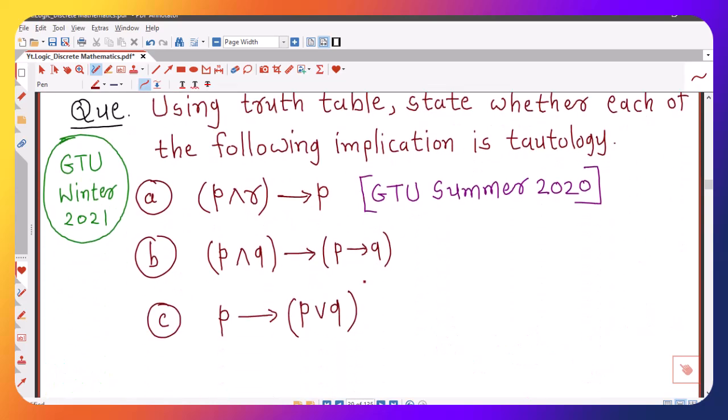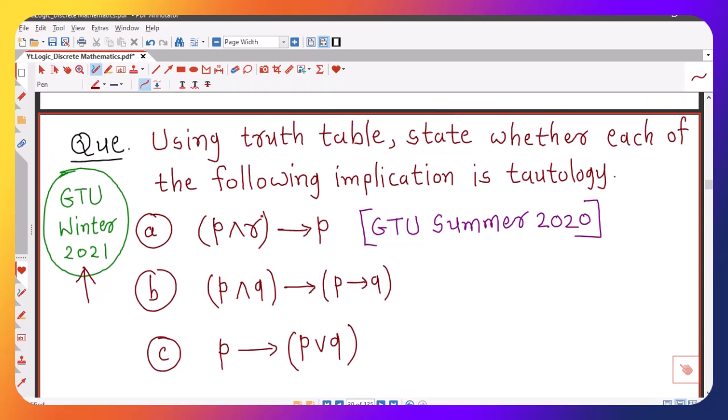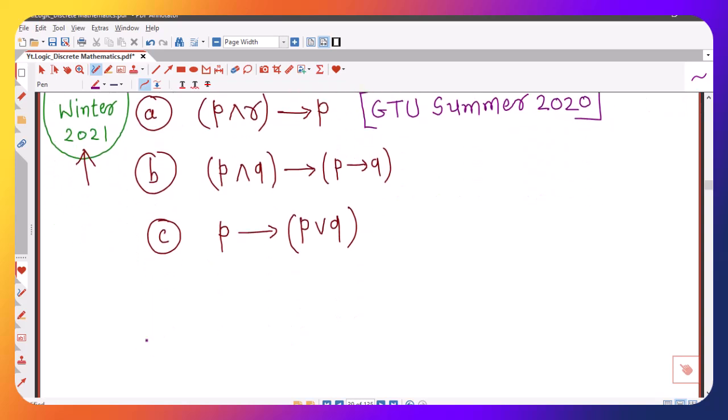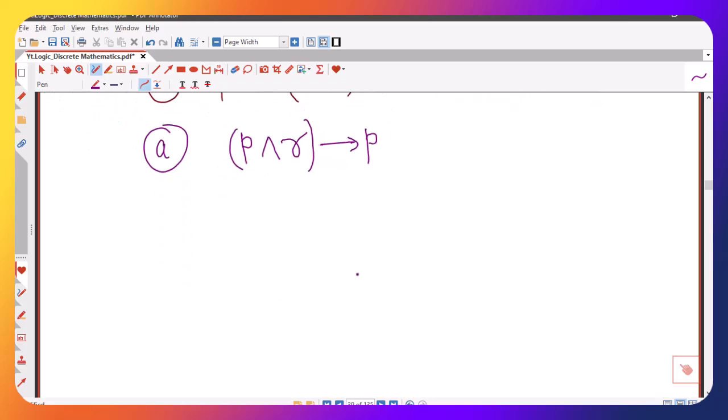We consider one example related to this, which was asked in the GTU Winter 2021 exam. The question is: using a truth table, state whether each of the following implications is a tautology or not. We discuss each implication one by one. The first one is P and R implies P. So I have to determine the truth table corresponding to P and R and this conditional statement or implication.